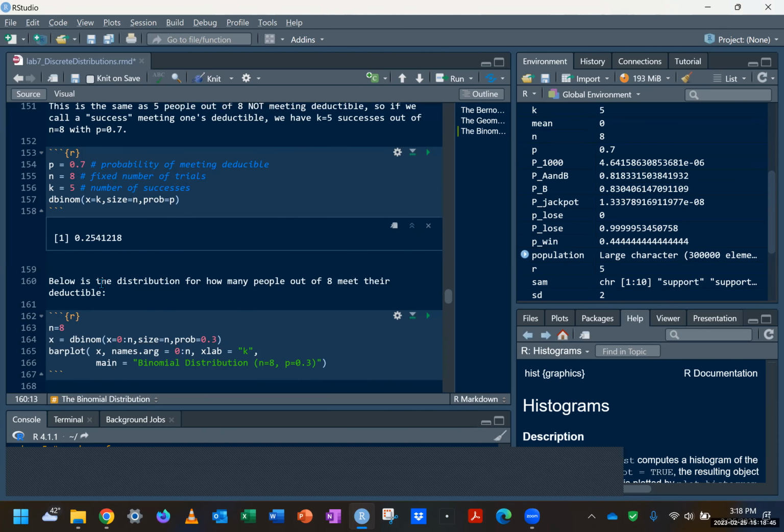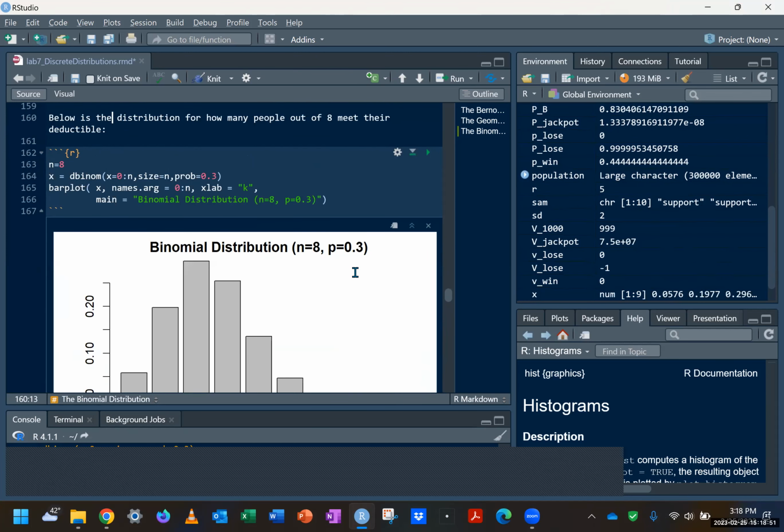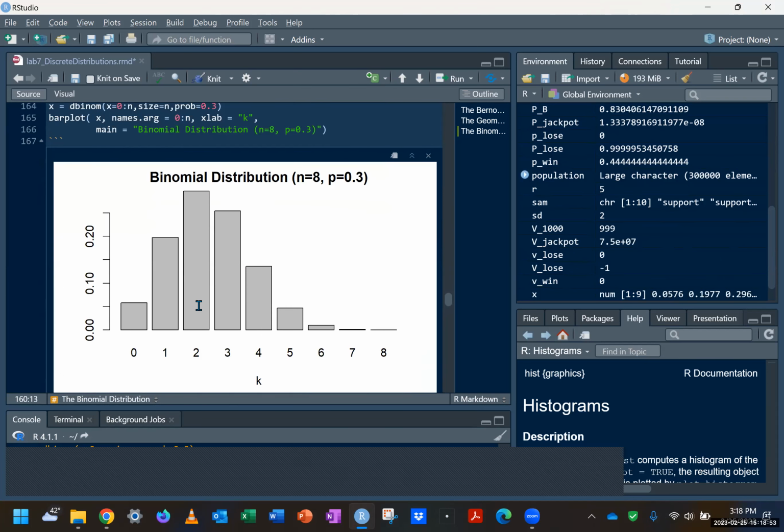So if we want to consider the whole distribution of 8 people, how many out of 8 meet their deductible? You can plot it, and you can see the most likely is 2. 0, it's not very likely. 1, more likely. 2 is the most likely. 3, 4, and so it has that nice curve. And we'll look at later what happens when we get bigger and bigger n to that curve.